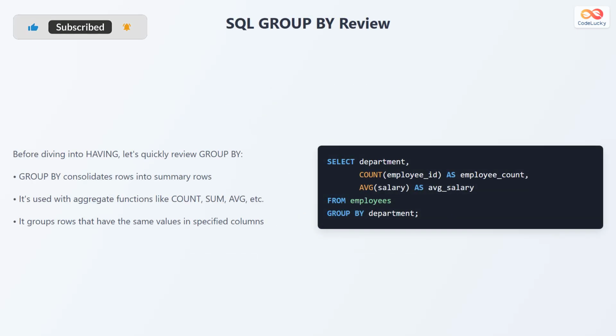Before diving into the HAVING clause, let's quickly review the GROUP BY clause. The GROUP BY clause consolidates rows into summary rows. It's used with aggregate functions like COUNT, SUM, and AVG. It groups rows that have the same values in specified columns. Here is an example. We select the department, the count of employee ID as employee count, and the average of salary as average salary from the employees table. Then we group by department.